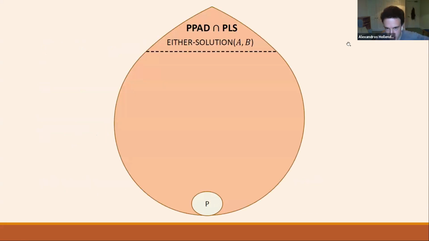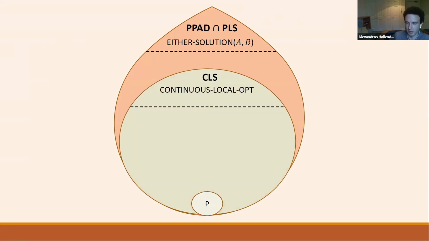So if we take a look at the picture, I've zoomed in even further now, just into the intersection of PPAD and PLS. And we have the complete problems, the only complete problems that we know for PPAD intersection PLS. And so Daskalakis and Papadimitriou define this class CLS, which is defined using the complete problem continuous local opt.